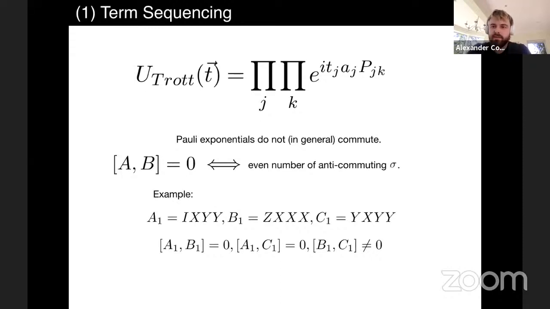So in general, we have some anti-commuting Paulis. A brief refresher of what that means is that if we have two Pauli exponentials A and B, then they commute if and only if they have an even number of anti-commuting individual Pauli terms. On the bottom here, we have some examples, A1, B1, and C1. A1 and B1 obviously commute because YY and XX are two terms that anti-commute, but the property isn't transitive. So even if A1 B1 commute and A1 C1 commute, B1 and C1 do not necessarily commute.